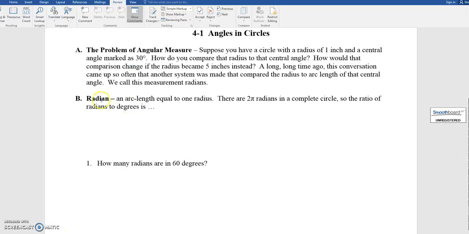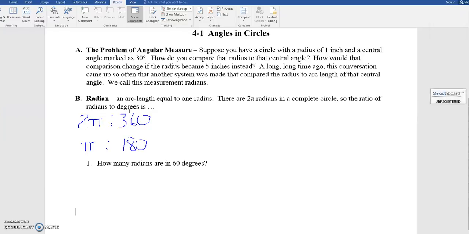Okay, so a radian is an arc length equal to 1 radius. There are 2 pi radians in a complete circle, so the ratio of radians to degrees is, I'll jot something down, we would say 2 pi radians to 360 degrees. A lot of times we say pi radians to 180 degrees. Those are the 2 big ratios that we often think about.